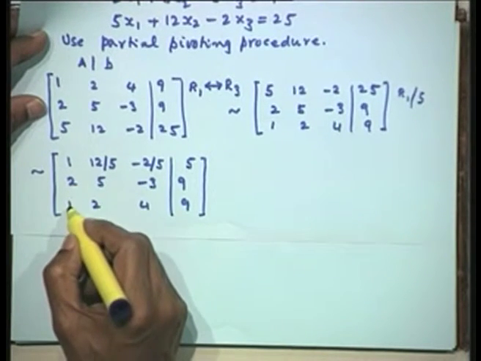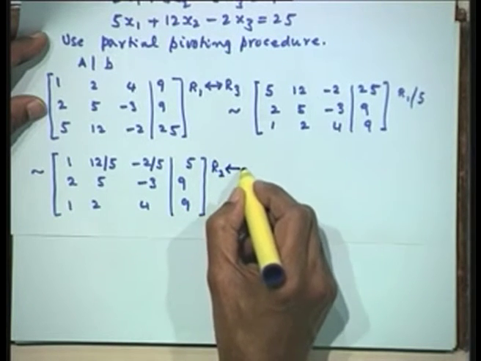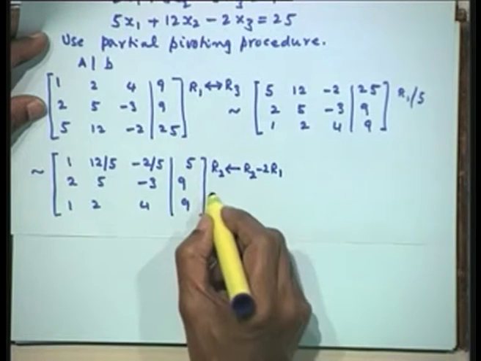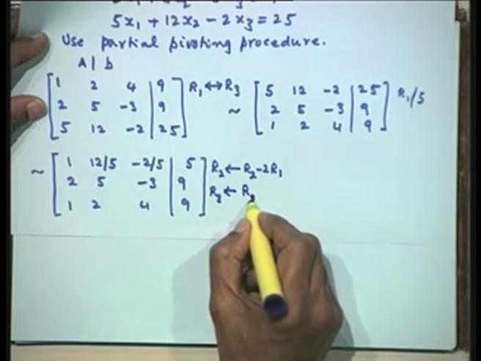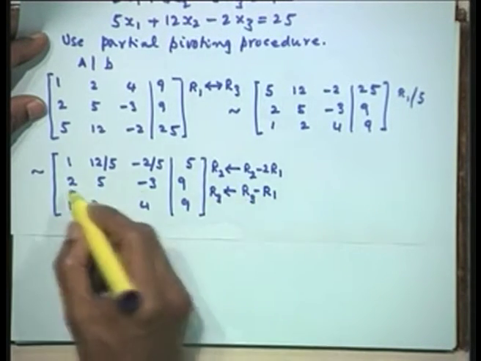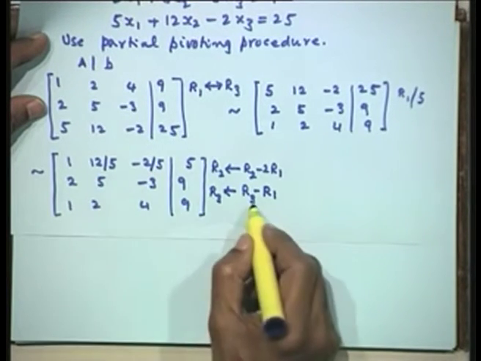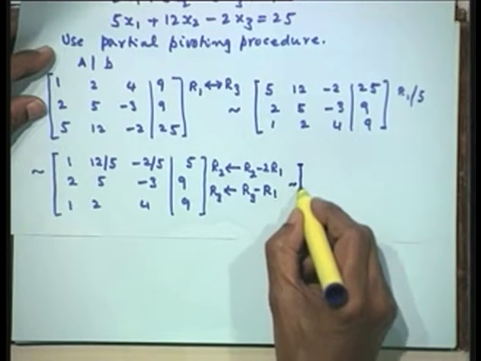Now, we make these two elements zeros. So, I need row 2 to be replaced by row 2 minus 2 times row 1, and row 3 replaced by row 3 minus row 1. I can multiply by 2 and subtract to get my new row, and just subtract the first row from the third row, and I get a 0 over here. So, then I will get the equivalent system.